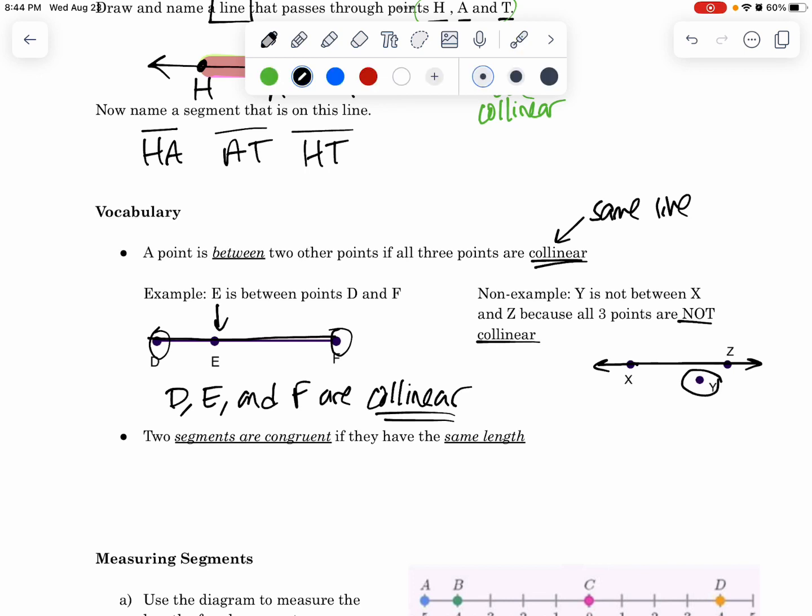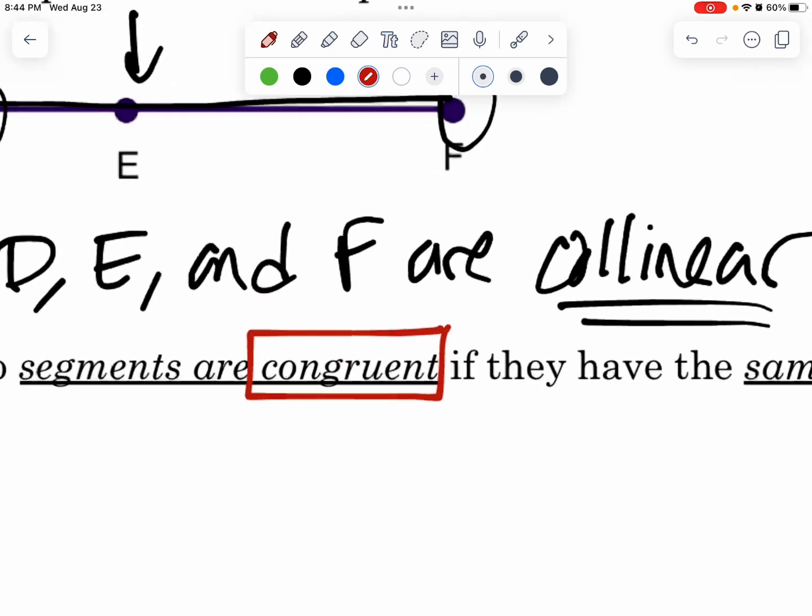I'm going to introduce you a new symbol. We have a word for congruent. Congruent means equal or exactly the same.